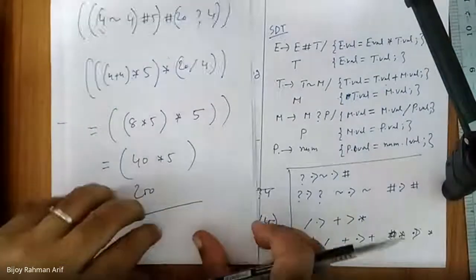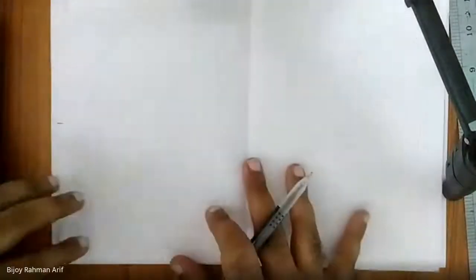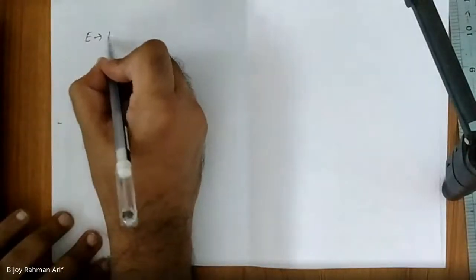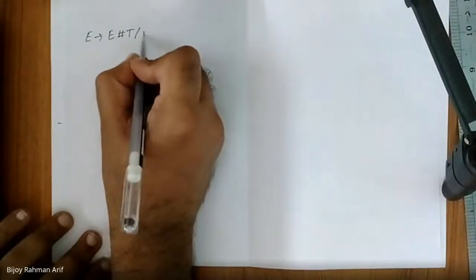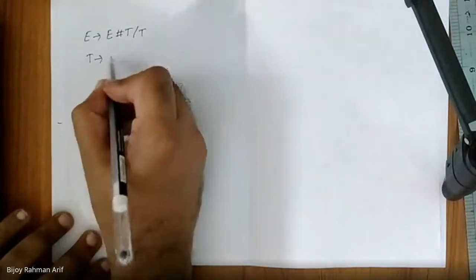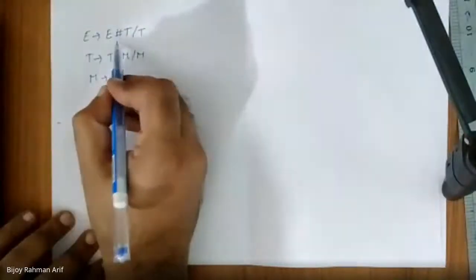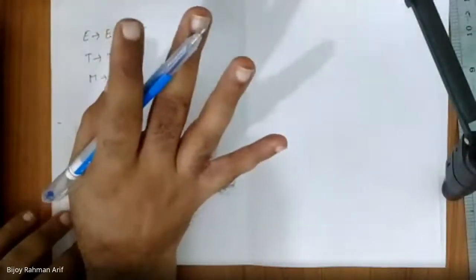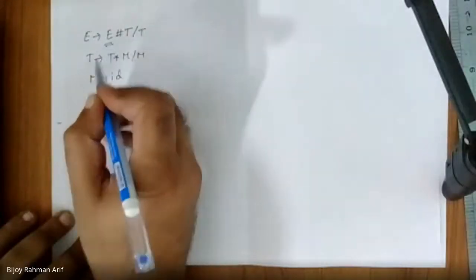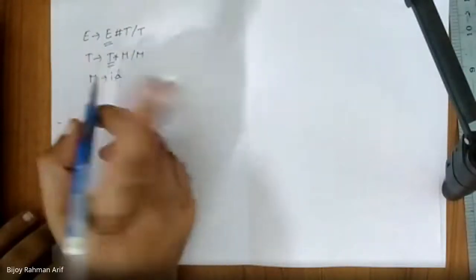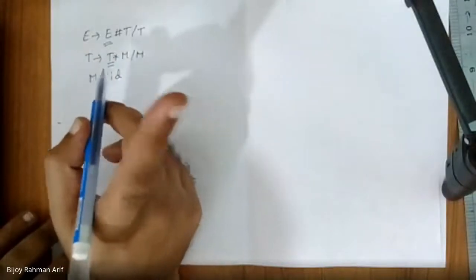It is pretty simple. Let's take this grammar: E derives E hash T or T. T derives T star M or M. M derives I. There is no associativity problem. Is it clear to you? Yes, because it is only left recursive. Both-way recursion is not there, so there is no associativity problem.